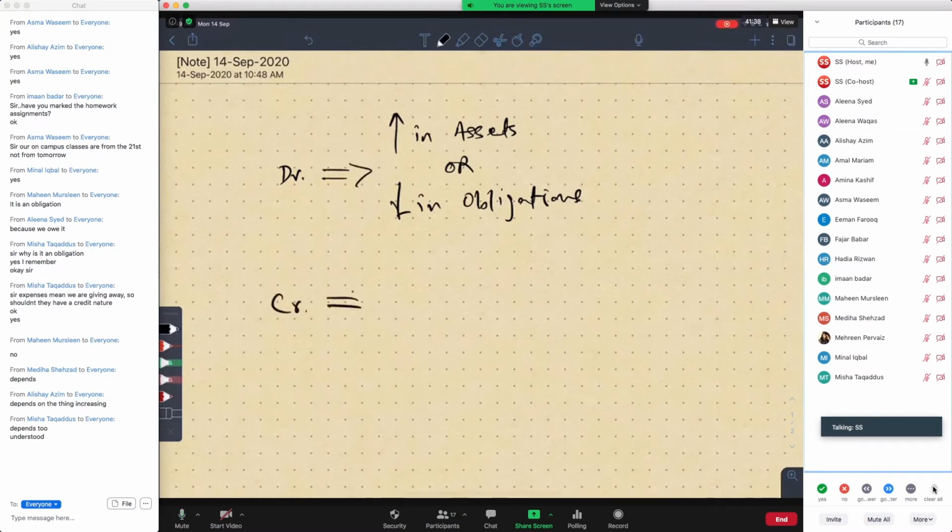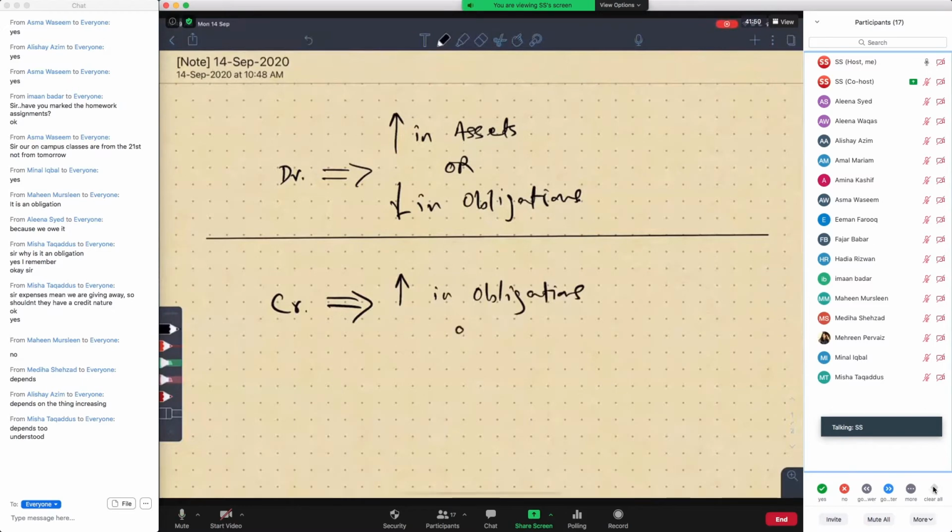How do we identify it mathematically? Mathematically, credit simply means an increase in obligations or a decrease in assets. This is the mathematical interpretation of debit and credit. We cannot really identify these things as good or bad because it all depends on circumstances. But right now, we just have to stick to the mathematical understanding.